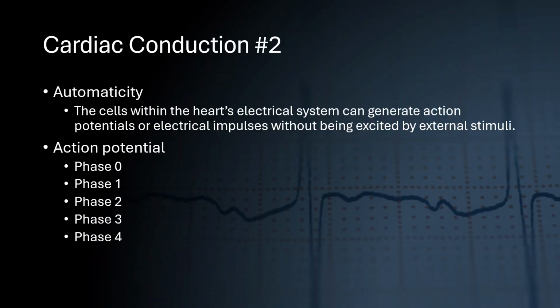Cardiac cells are special because of automaticity. They can create electrical impulses on their own without nerve input. That's why even a heart removed from the body can beat for a short time. These impulses follow a predictable pattern called an action potential.